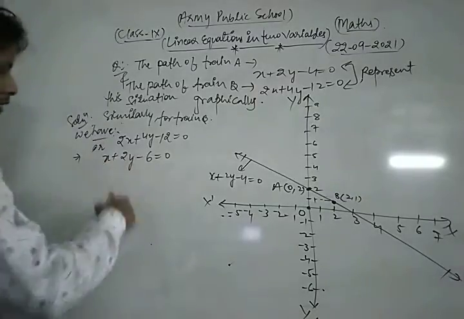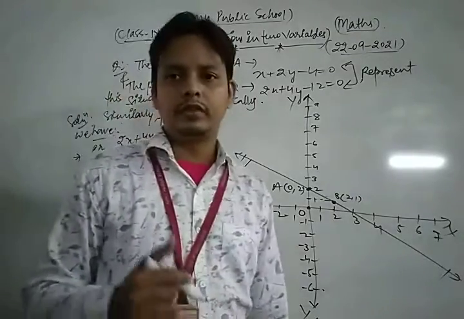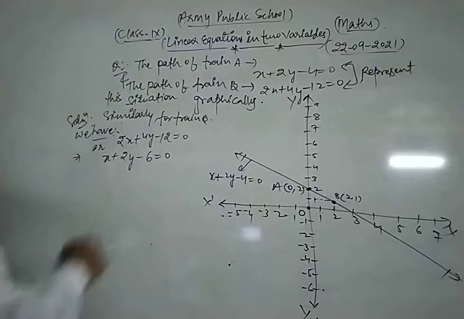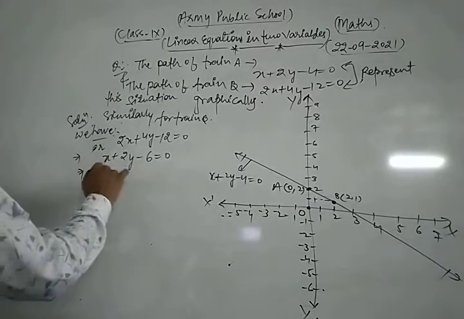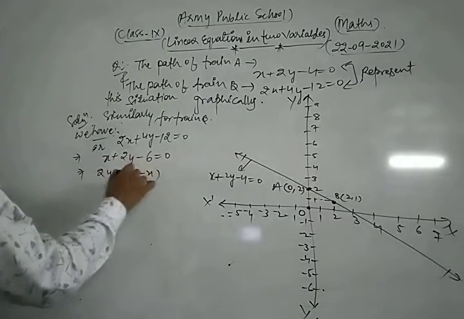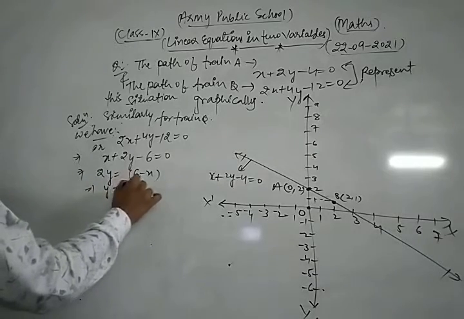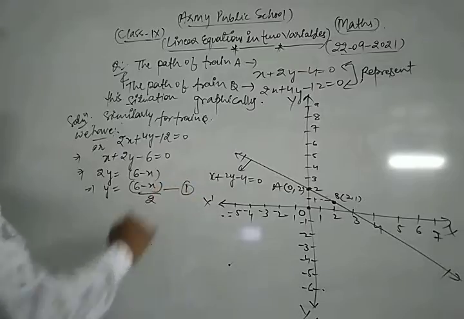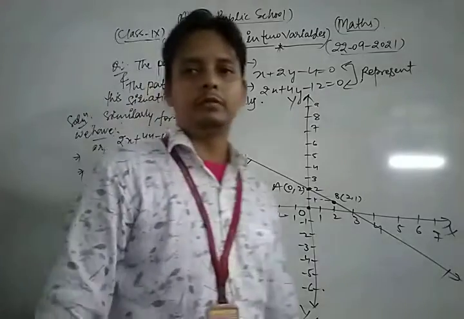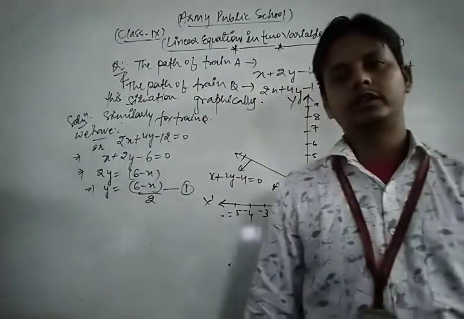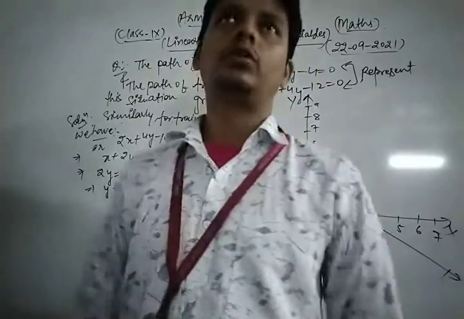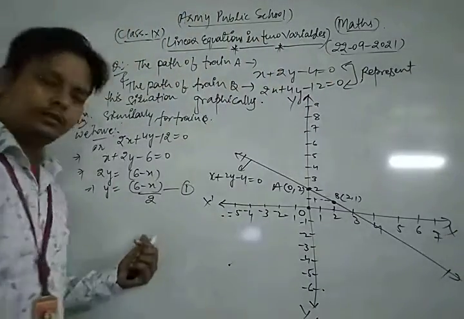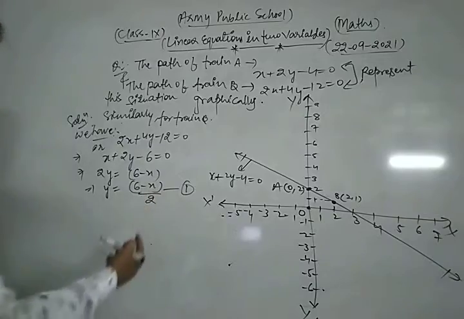So now we express y in terms of x. We apply the same process here: 2y is equal to 6 minus x, so y is equal to (6 minus x) upon 2. We take this as equation number 1 for train B, and we find the coordinates for the path of train B. Now you know the process. You choose any suitable value of x.